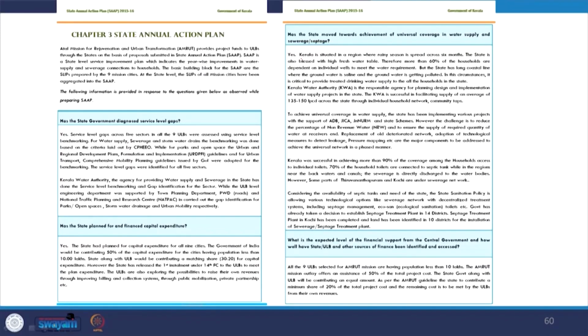Further, we see that the state annual action plan is prepared and the following questions are listed. When they are reviewing the need of the place, they follow a certain process. So, these questions they answer: Has the state government diagnosed service level gaps? Has the state planned for and financed capital expenditure? Has the state moved towards achievement of universal coverage in water supply and sewerage and septage, as this is the major thrust of this mission? What is the expected level of financial support from the central government, and how well have state ULBs and other sources of finance been identified and assessed? As we had seen, the state and ULBs also share the financial burden. So, this particular aspect ensures that those resources have been identified so the projects can be completed on time.